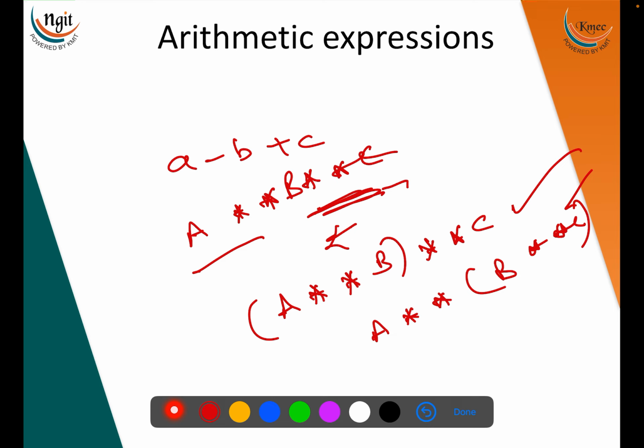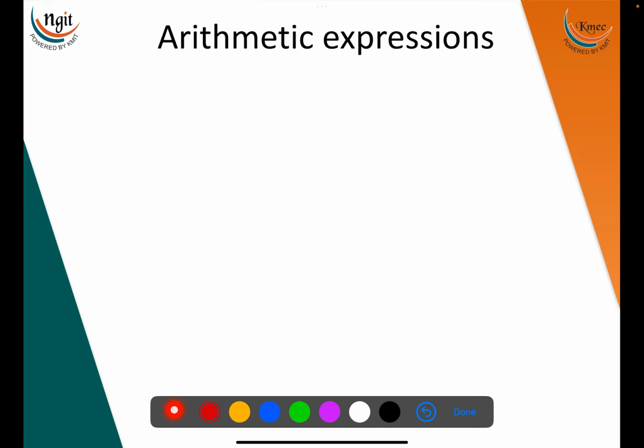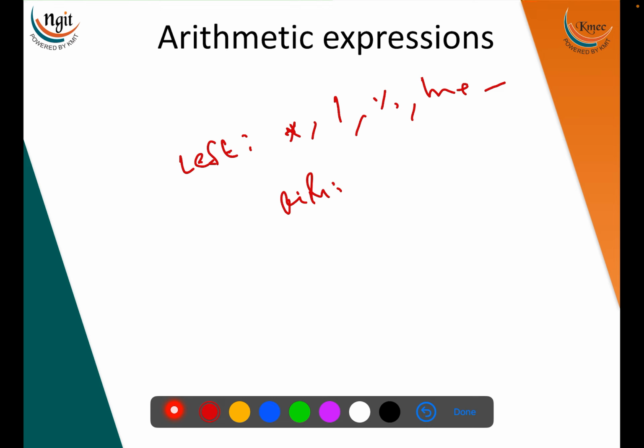Now you can also look at some associativity rules in C based languages. C based languages associativity rules are left to right. We'll go ahead with star, division, modulo, binary plus, binary minus. And right associativity is postfix, prefix, unary minus, unary plus. And this is what the associativity rules in C based languages are.